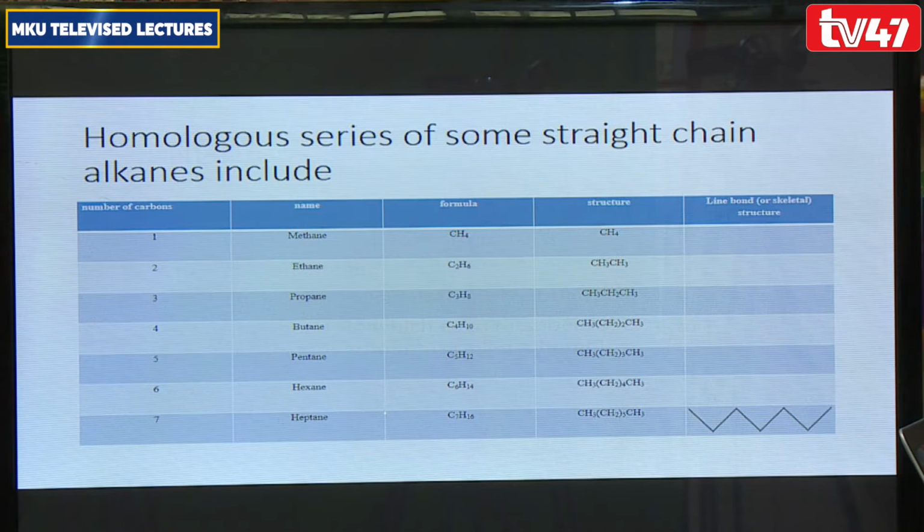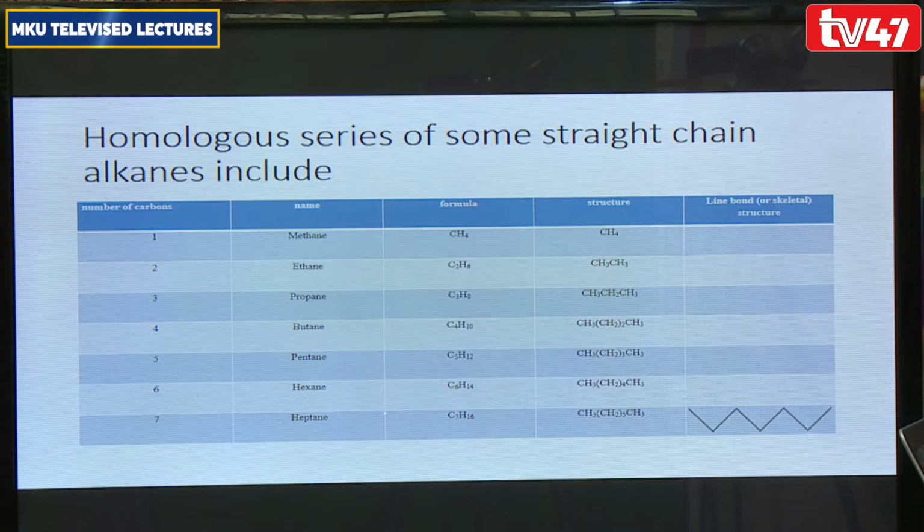We will start by looking at the homologous series of straight chain alkanes. They start with the lowest number of carbons going to higher numbers of carbons. Straight chain alkanes means that you have no branches; every carbon is only bonded to the next carbon and no side carbon. The simplest is one with one carbon, which is referred to as methane; 2 carbons, ethane; 3 carbons, propane; 4 carbons, butane; 6 carbons, hexane; and 7 carbons, heptane.